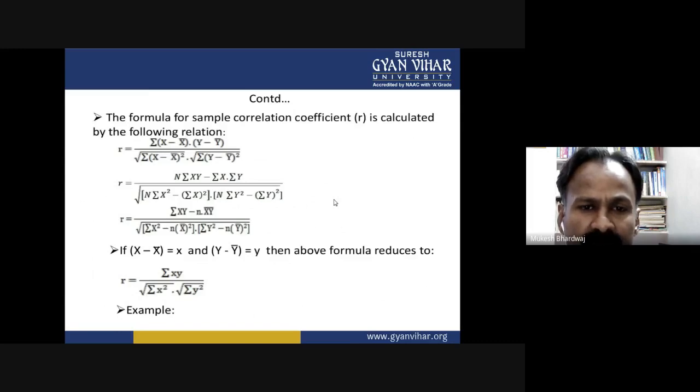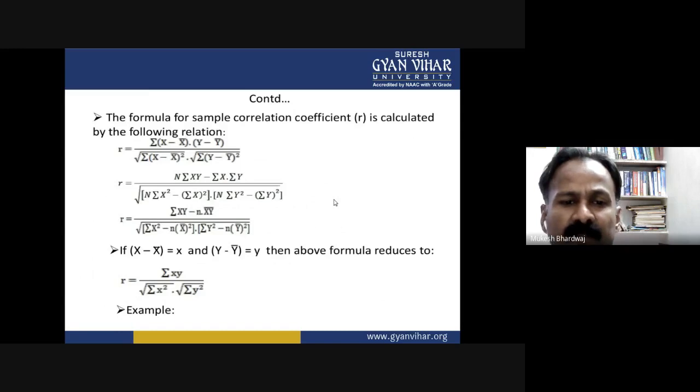You can use the manipulated or simplified formulas further for calculating the correlation coefficient. If x minus x bar equals x and y minus y bar equals y, then the formula for correlation coefficient reduces to r equals summation xy divided by root summation x square into root summation y square.